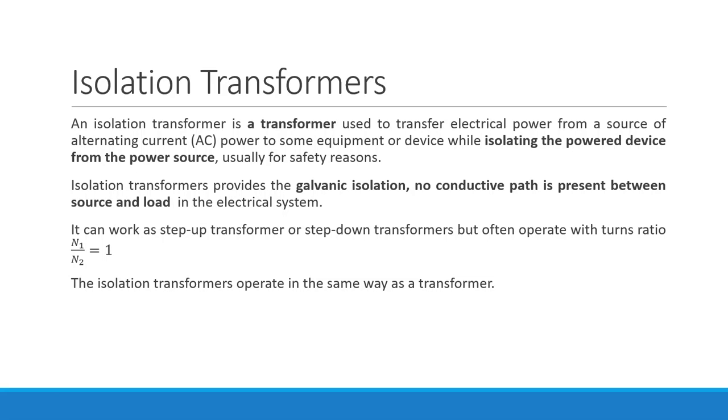So basically the isolation transformer is going to provide galvanic isolation, that is, there will be no conductive path present between source and load in the electrical system. Mostly the isolation transformer operates with a turns ratio equal to 1. It can work like a transformer. The principle is similar to a transformer, so it operates in the same way a transformer operates.